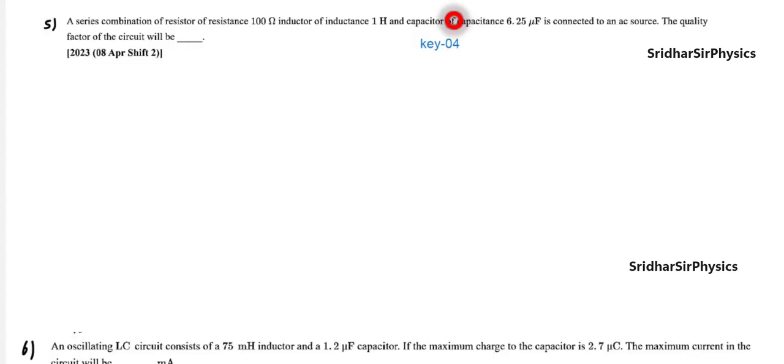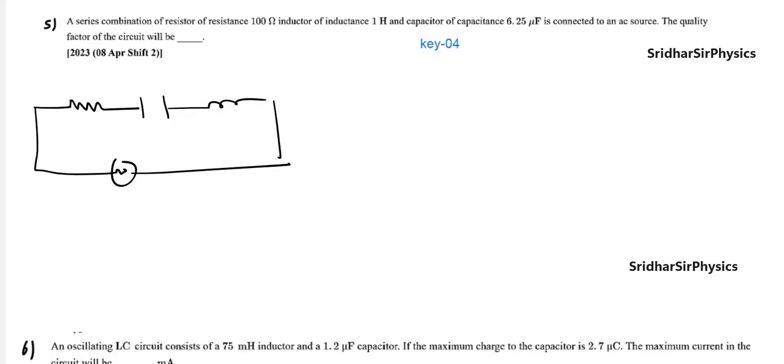Now we'll take the 5th question. A series combination of a resistor of 100 ohm, an inductor of inductance 1 Henry, and a capacitor is connected to an AC source. The quality factor of the circuit will be... There is no necessity for you to draw the diagram. I am drawing the diagram so that you can understand the explanation. In the exam, you have to start thinking directly with the formula. Here this is the IRMS, this is the VRMS that we applied.